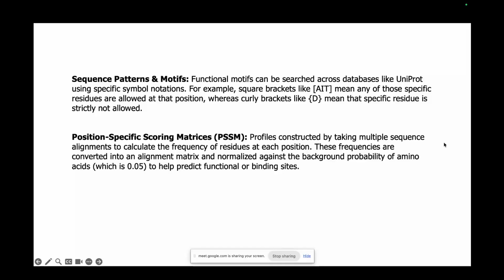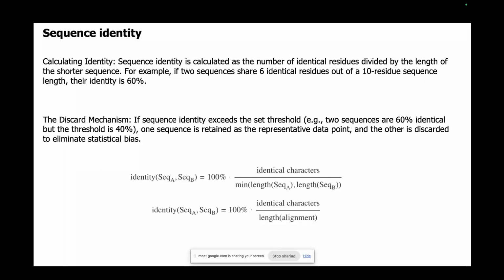We also talked about PSSMs, which are profiles constructed by taking multiple sequence alignments to calculate the frequency of residues at every position. This is also going to be biased if you do not have non-redundant databases, right? If you have redundant sets, the frequency of a particular amino acid would be artificially increased, which is not good for your analysis. So here comes the concept of sequence identity.